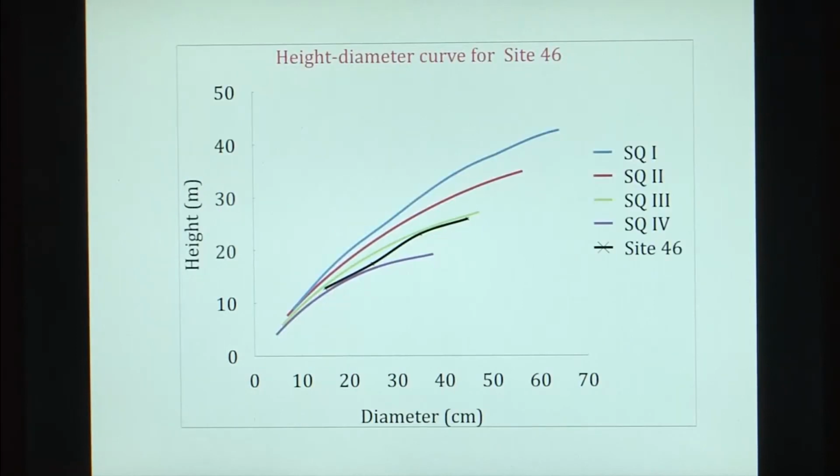So, for instance, in this case, you have your site quality curves for 4 standard site qualities 1, 2, 3 and 4 plotted here, and for your site of interest, if you plot diameter versus height curve, any curve that it comes closest to gives you the site quality. So, that is all for revision.